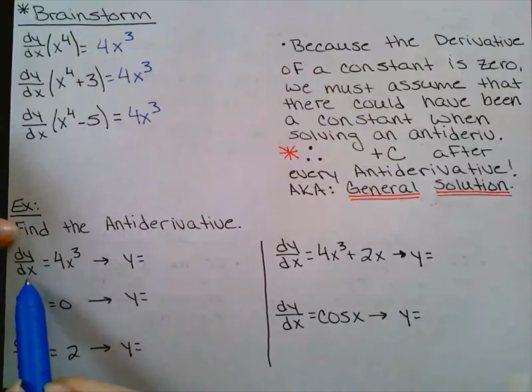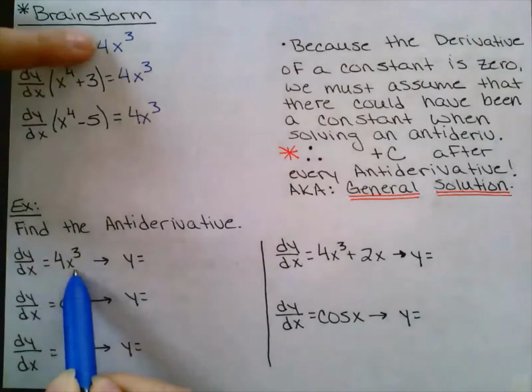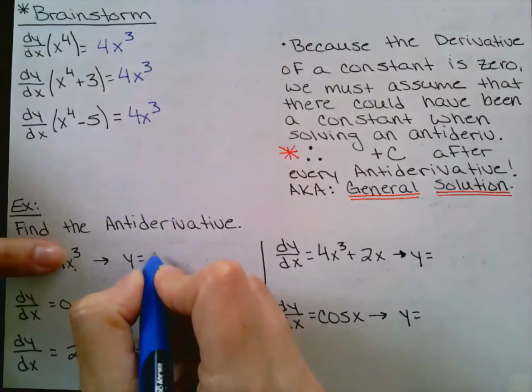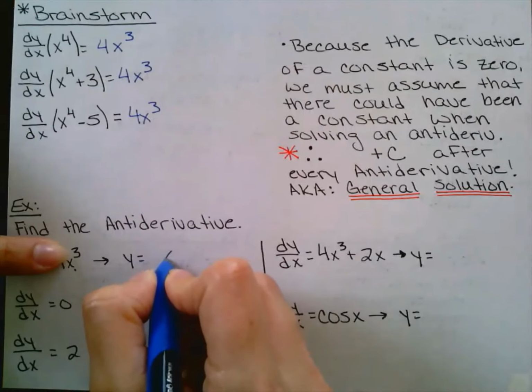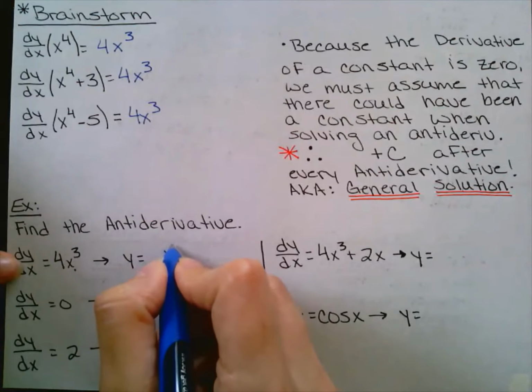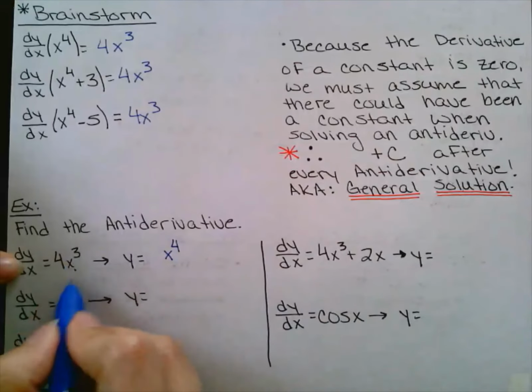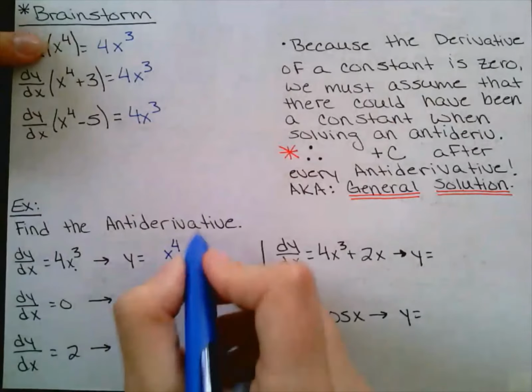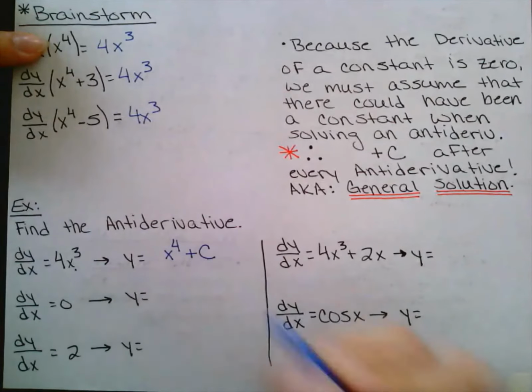Find the antiderivative. If my derivative was 4x cubed, that's the one we just did, the antiderivative must be, well, I'm going to add 1 to the exponent, so it's going to be x to the 4. And then if I divide by my new exponent, 4 divided by 4 is 1, so I can leave it as x to the fourth. And then I have to include that plus c.